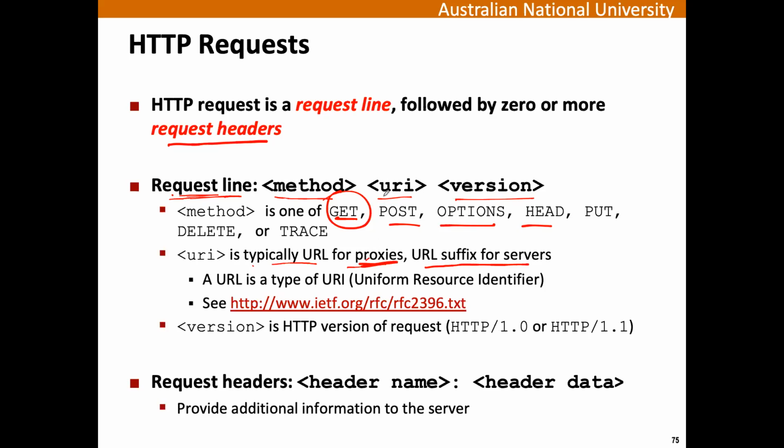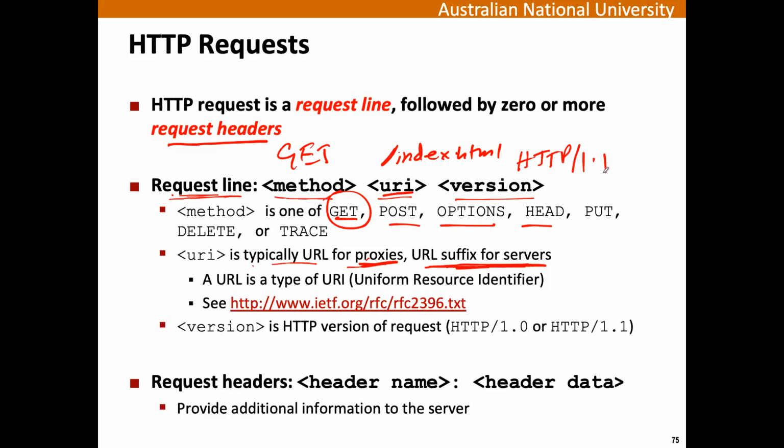So the second one is URI, which is similar to URL. It's URL suffix for servers, so this would be slash or slash index.html. Method would be get. So this is one request, and version could be HTTP 1.1. This is one example of a request.